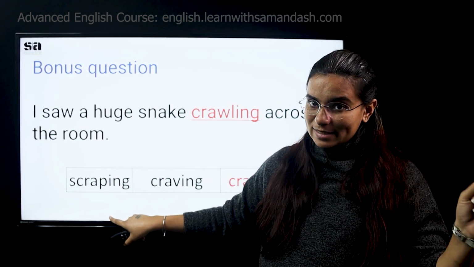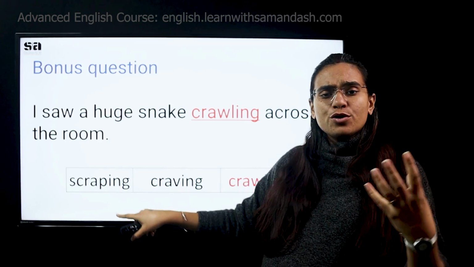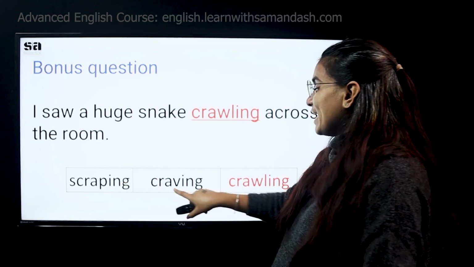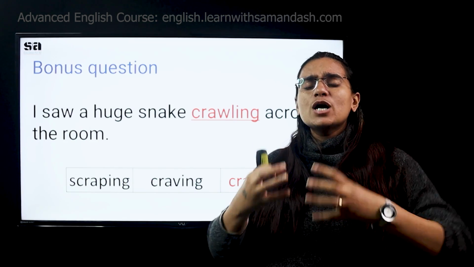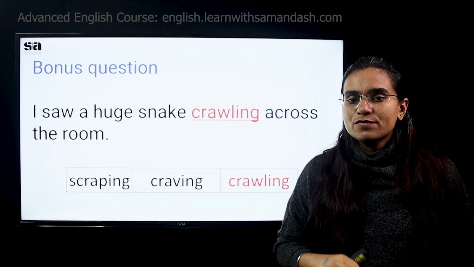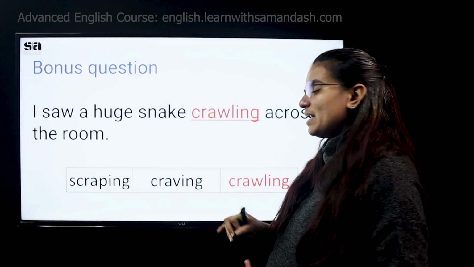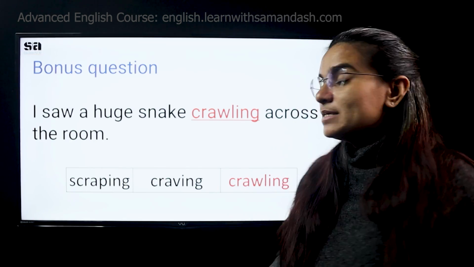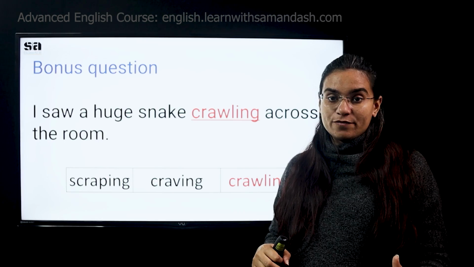Okay, now let's understand what are the meanings of these words. Scrapping, we're going to discuss later. There's a huge discussion coming up on this. Craving is when you have this urge to eat something. For example, some people have a craving for sweet food. Some people have craving for salty food. Some people want to have sour in their food.